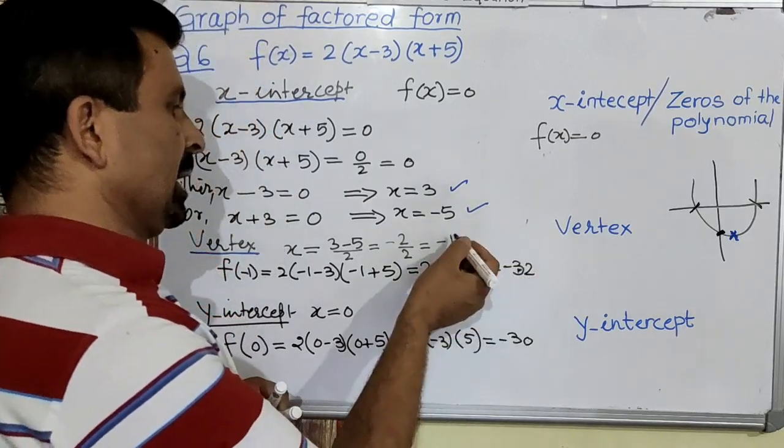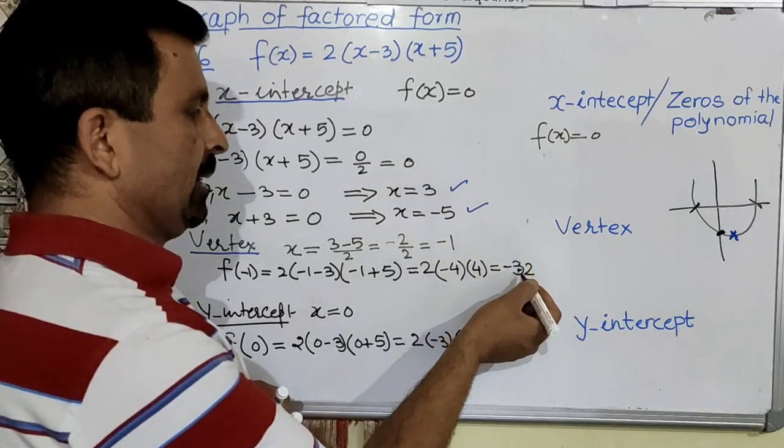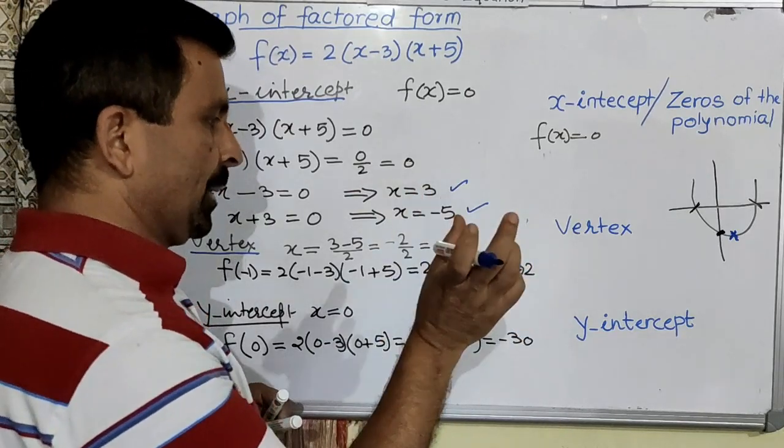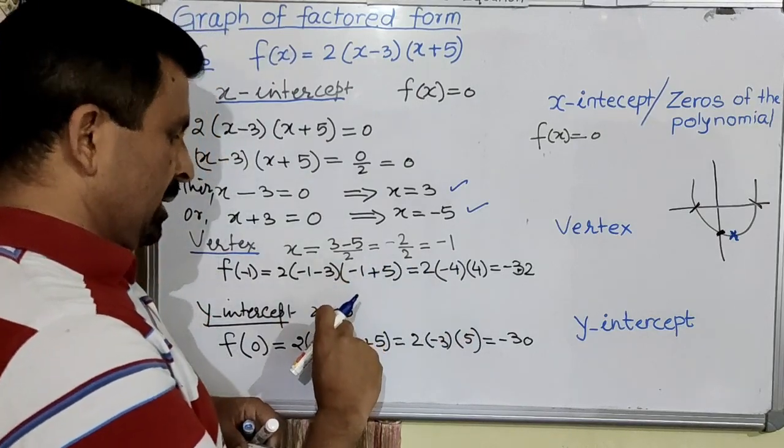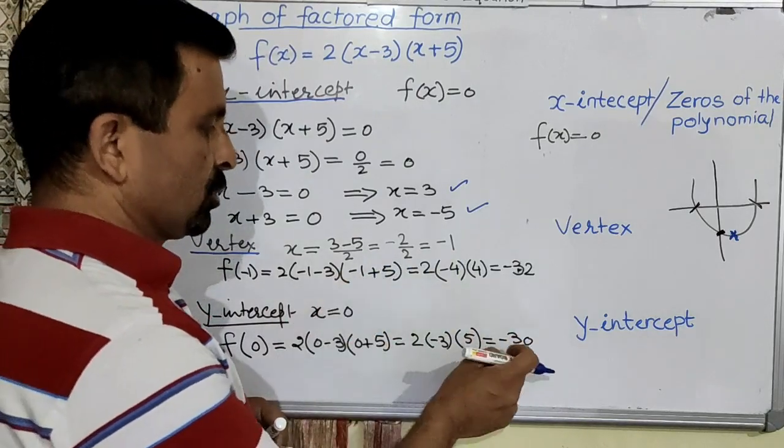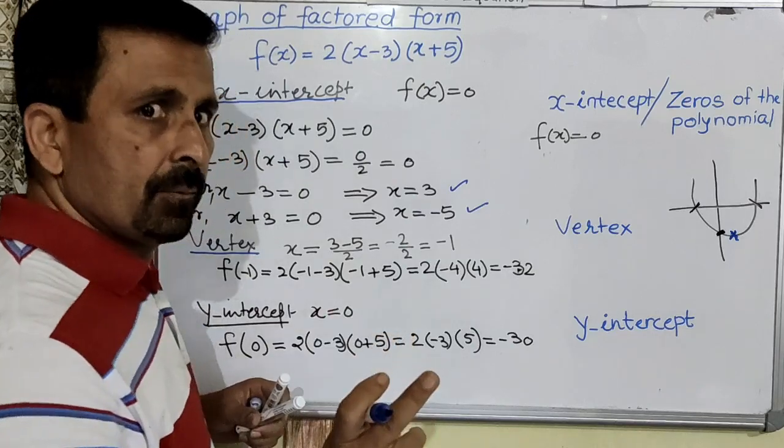Please be very mindful that this is the value of X and this is the value of Y. So these two together will give you one pair of numbers, right? And the last pair is this 0 and -30. So with these two numbers, you can make the fourth pair.